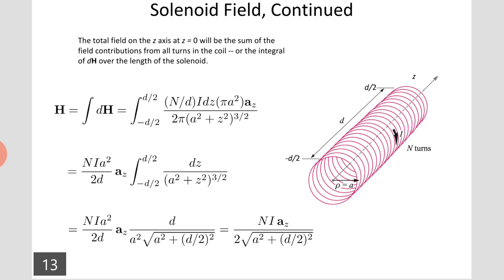Now after simplification, what you get is n I a square divided by 2d az times d divided by a square into root of (a square plus (d by 2) square). The final simplified value is n I az divided by 2 times the square root of (a square plus (d by 2) square), right? So this is the value of H for a solenoid field. Totally, if you want the field due to a solenoid, that is the H value.